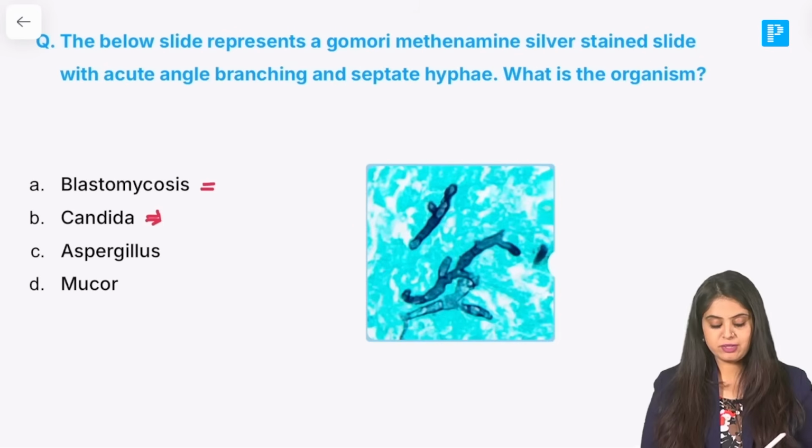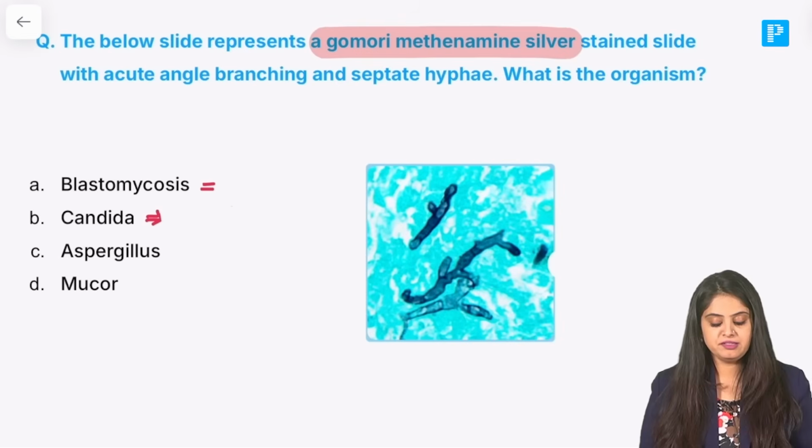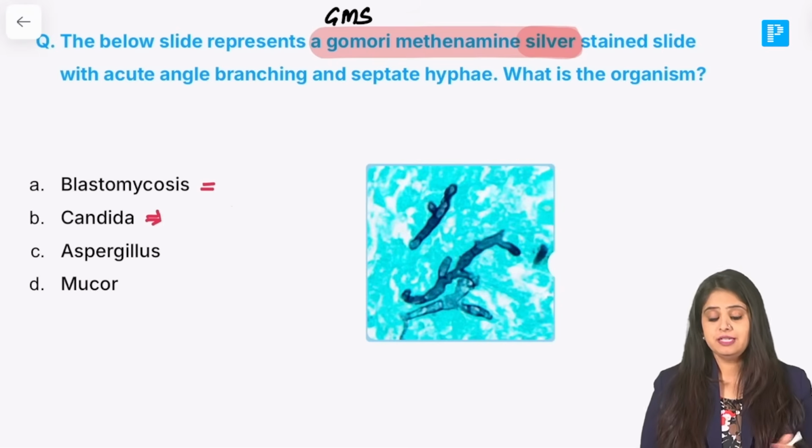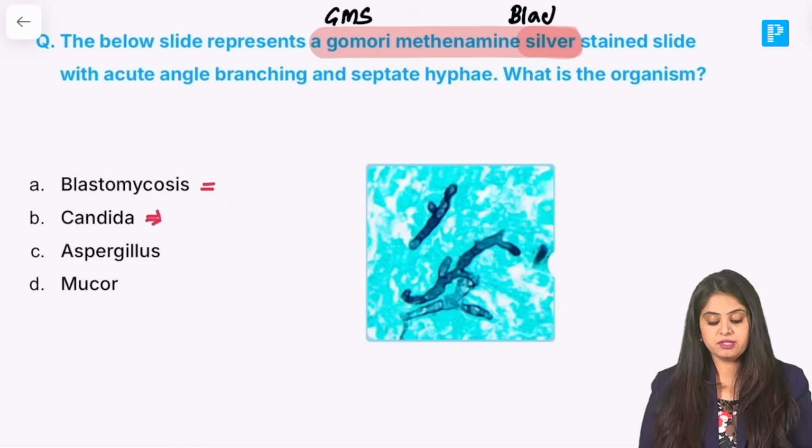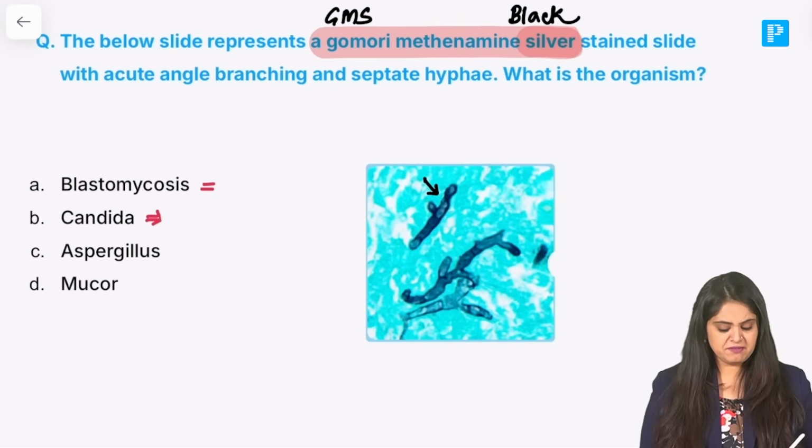Moving on to the next question, a must know for the exam. There's a slide given with Gomori methenamine silver stain. Firstly, GMS. GMS written will always tell me something to do with fungus. Silver will always tell me that it's going to give a black color, and I can see the black color coming up. Further, they've given me everything in the question.